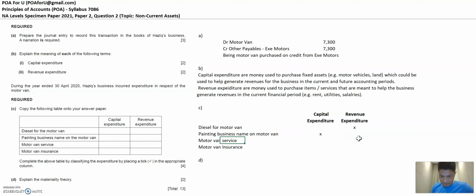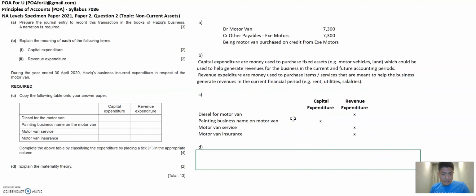Motor van service, right? So as to make sure that the motor van runs smoothly and stuff like that. And with a motor van, normally, if you use it often, you got to bring it for service every 6 months, every year. So this is only going to last you short term, and I'm going to call it a revenue expenditure. Motor van insurance is the same thing. You pay insurance annually, usually, and even if you don't pay it annually, you pay it maybe every month or 6 monthly, so it's short term in nature. So I'll call it a revenue expenditure.